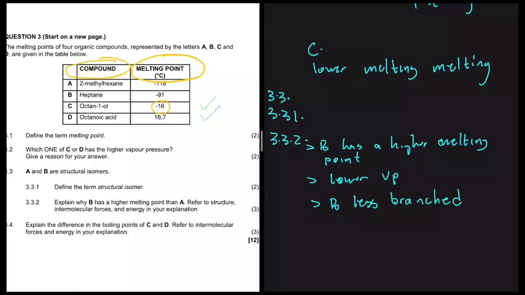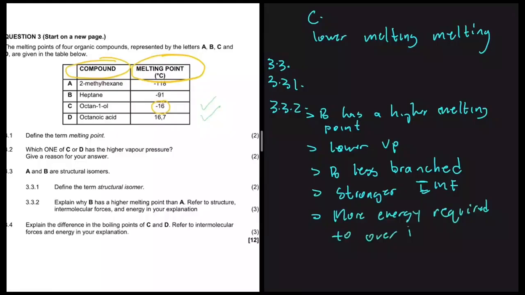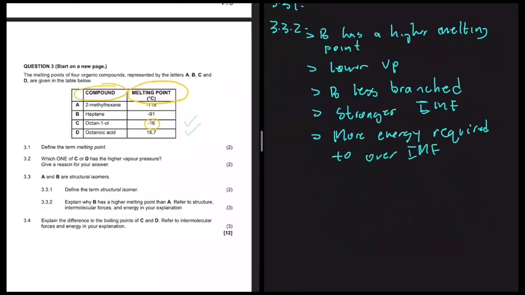But then if it's less branched, then what will that mean? That will mean that we have stronger intermolecular forces, so we have strong IMF. Right? And then stronger intermolecular forces will mean that we need more energy to break bonds in compound B, right? So more energy required to overcome IMF.